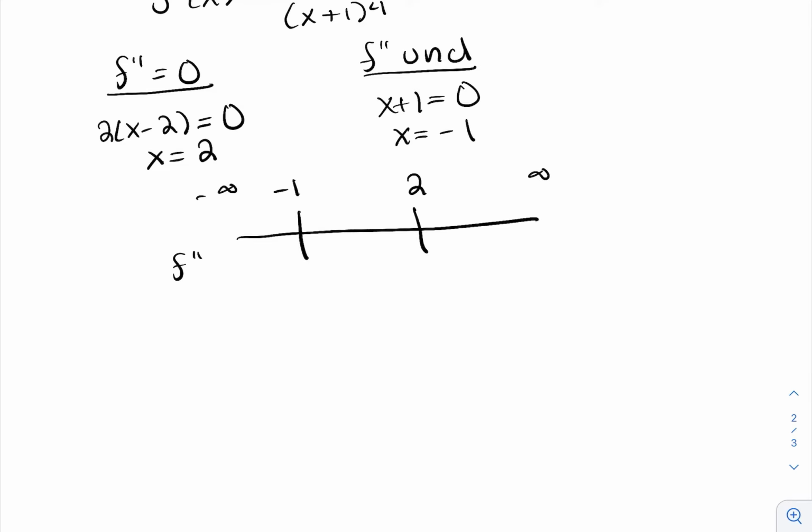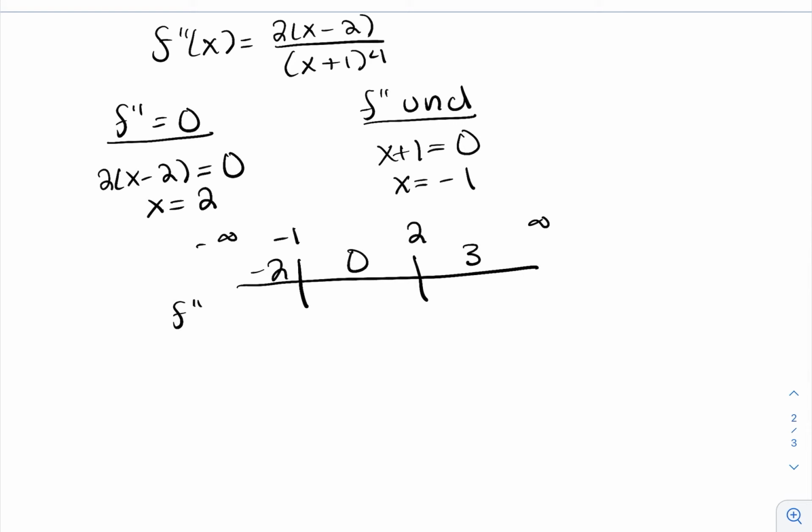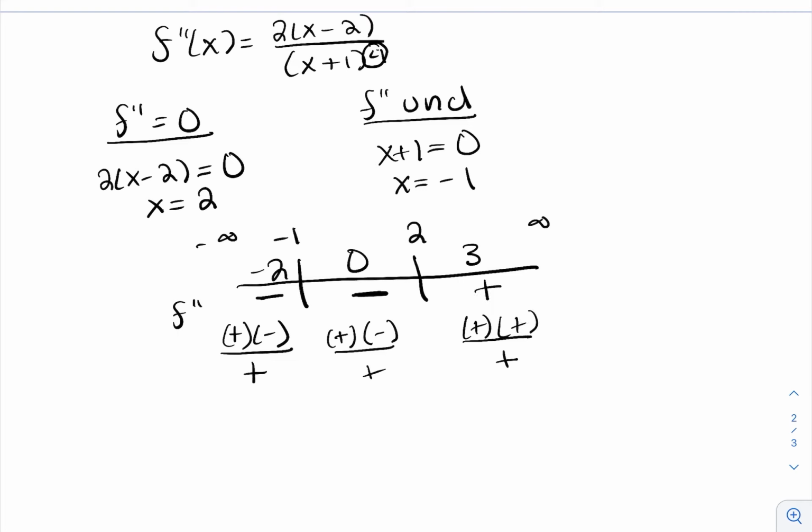So now I'm testing in the second derivative, so -2, 0, 3. Okay, so I have a positive 2 in the front. -2 minus 2 is a -4 over (-2 plus 1) to the 4th. And because it's to the 4th, it's always going to be positive in the bottom. So actually, for each of these, I can put a plus in the denominator because it's to the 4th power. So for -2, I have a negative in the top, a positive in the bottom. That's a negative. For 0, I'll have a positive 2 in the front. 0 minus 2 is a negative. So again, that will give me a negative. And 3, I'll have a positive 2, a positive 1. So everything is positive, so that's positive.